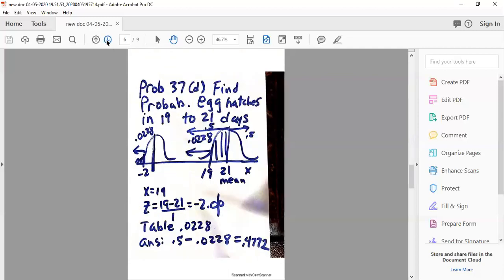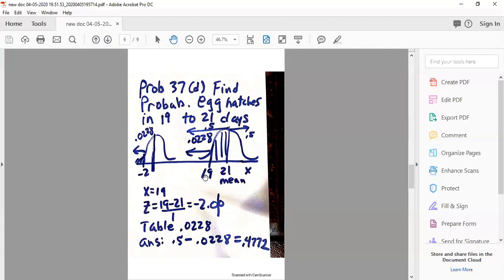Jump down, same data. Try problem 37, part D. This is a between 2 numbers problem. Find the probability the egg hatches in between 19 to 21 days. Now 19 is below the mean, to the left, and 21 was exactly the mean. I hadn't quite seen this trick before, but it's the same idea. You have 50% of the values on each side of whatever the mean is.